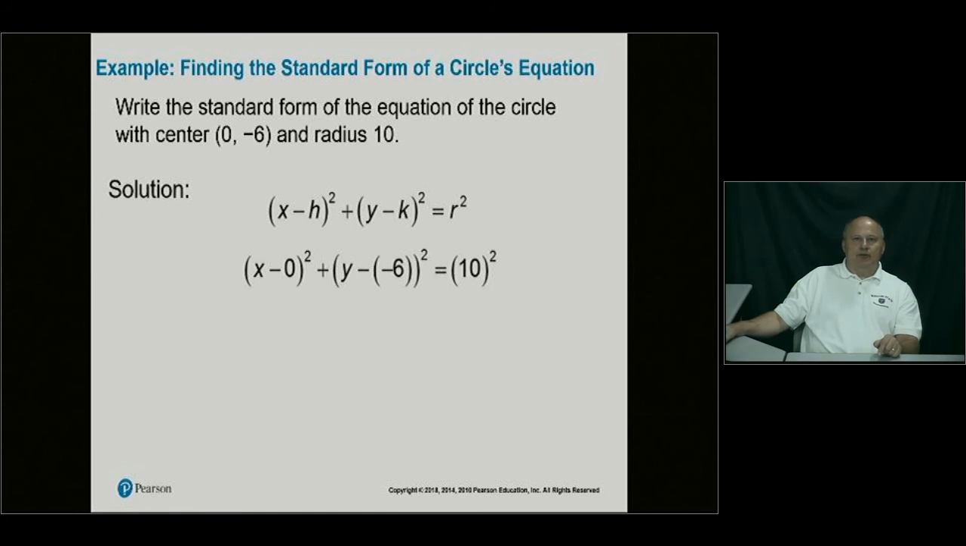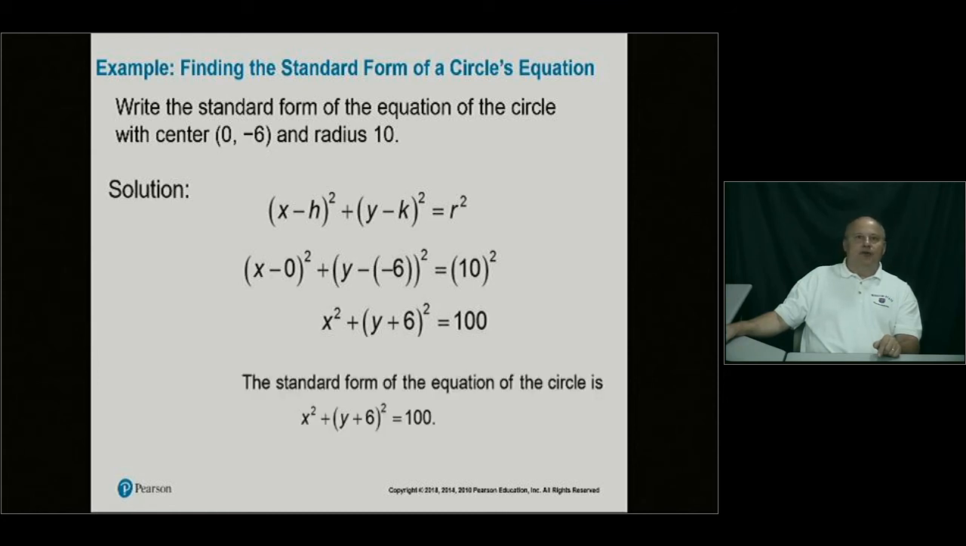(x - 0) squared plus (y - (-6)) squared equals 10 squared. And then all we've got to really do is simplify that expression and leave it in that form. Well, so what's (x - 0) squared? Well, that's x squared. What's (y - (-6)) squared? Well, that's (y + 6) squared. And what's 10 squared? That's 100. So we have x squared plus (y + 6) squared equals 100. Alrighty? So the standard form of the equation of the circle is x squared plus (y + 6) squared equals 100. So this is about as easy as it'll get.